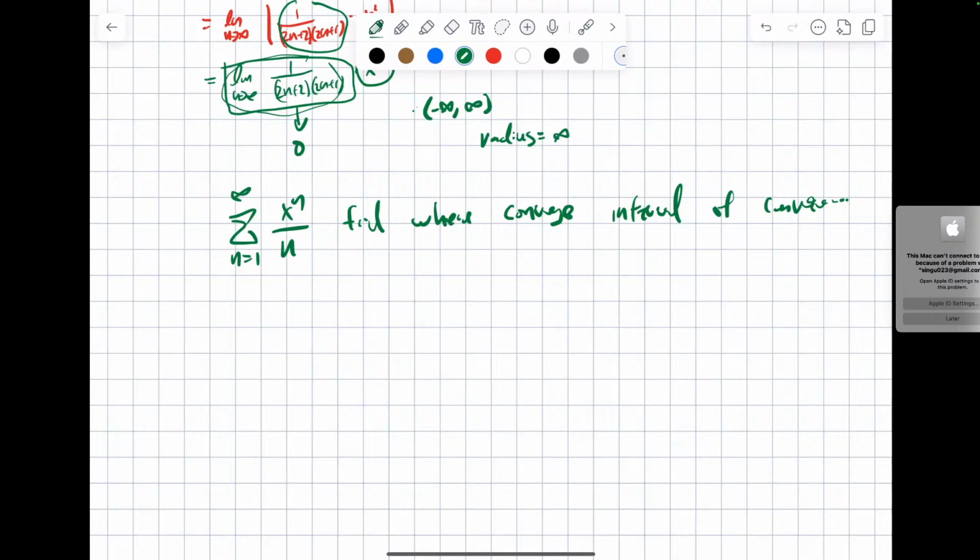All right, so what we're going to do is this one, but Lucia is actually kind of ahead of the curve. She asks, what about the endpoints? And you say that the endpoint must be tested separately. But do you guys find the radius of convergence here first? What's the radius of convergence here?